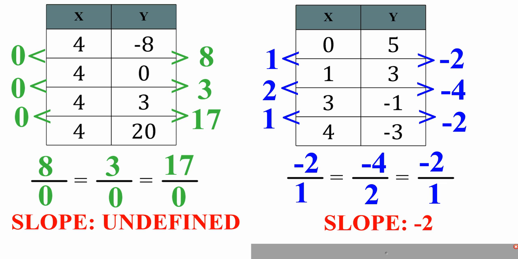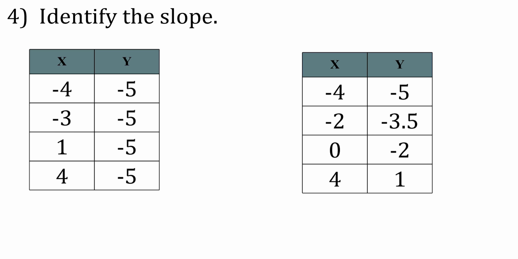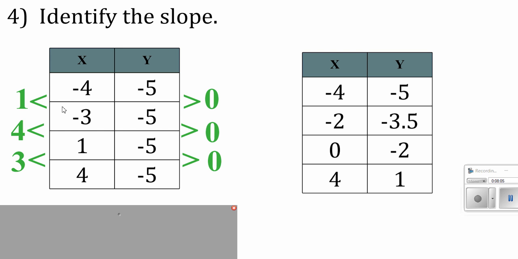Let's try a couple more from a table. Let's give you a minute to find the slope for the table on the left. Again, we're going to look at the change of the inputs, the change of the outputs, and then compare them. And it's always the current minus the previous. So -3 minus -4 would be 1. 1 minus -3 is 4. 4 minus 1 is 3.